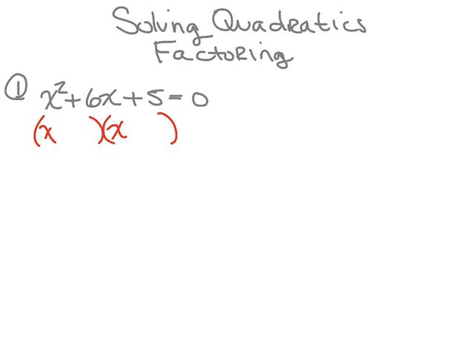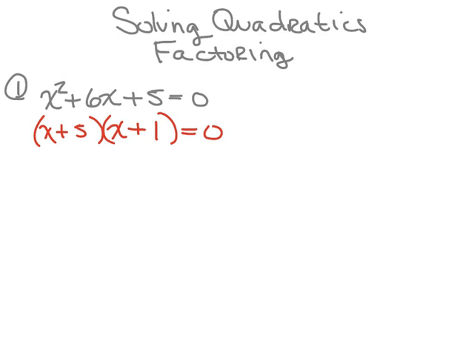Now what I need are two numbers that I can multiply together to get 5, but these two numbers also have to add up to 6. So what I'm going to be using is 5 and 1. Notice that when I multiply 5 times 1, I get a 5, and when I add 5 plus 1, I get a 6. Therefore, my factors of x squared plus 6x plus 5 are x plus 5 and x plus 1. Now keep in mind this is still equal to 0.